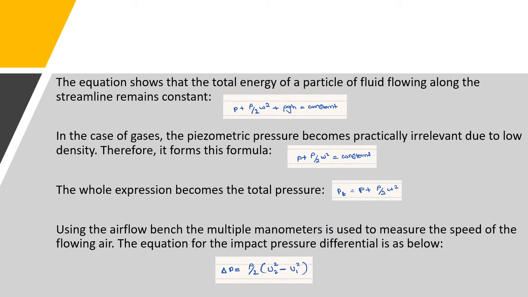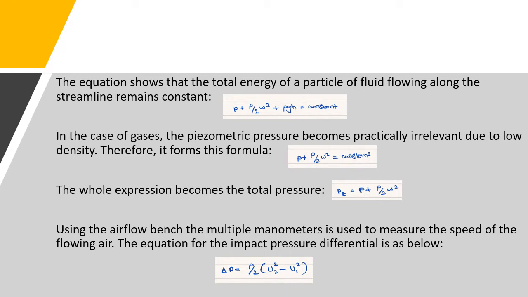The equation shows that the total energy of a particle of fluid flowing along the streamline remains constant. In the case of gases, the piezometric pressure becomes practically irrelevant due to low density. Therefore, it forms this formula. And the whole expression becomes the total pressure, as shown here.